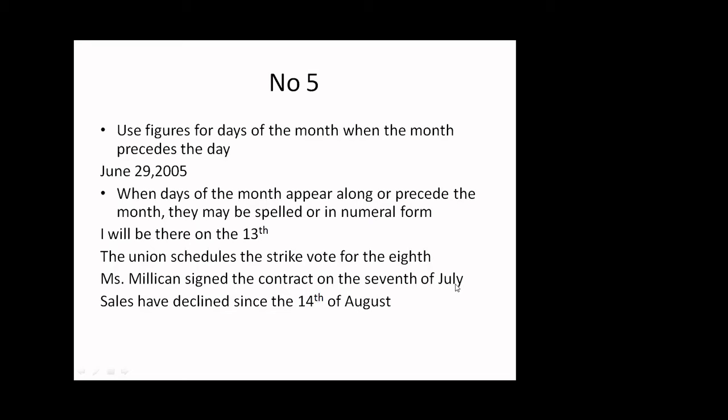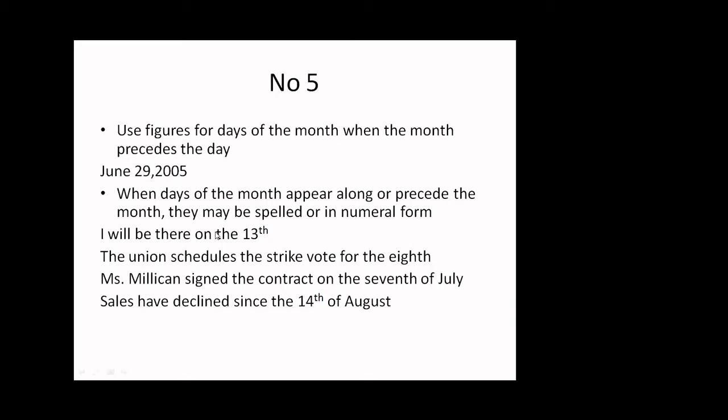So here the month is there, and when it is before the month, you can either spell it or you can give the number. So this is a slightly complicated rule, but I think there is nothing much. What you need to remember is, when the month comes in the beginning, make sure there is a figure for the day. And when the month comes after, you can either have the figure or spell it out. Okay, so that's the fifth rule.